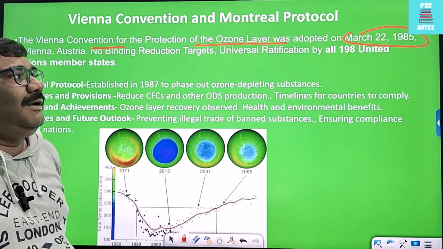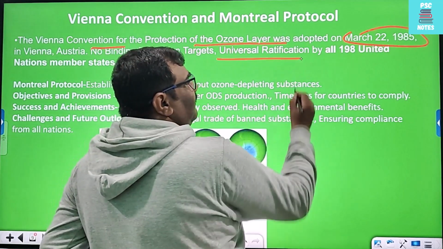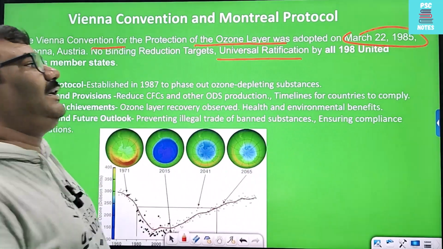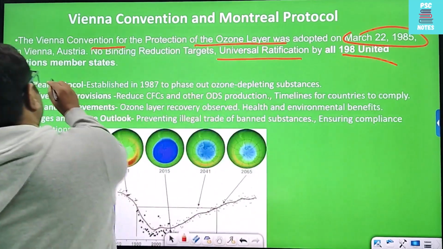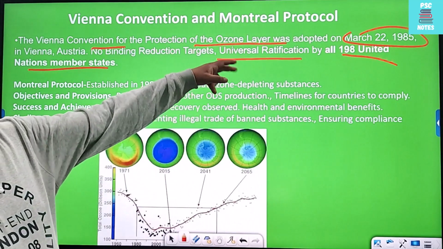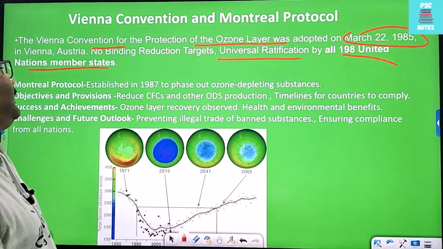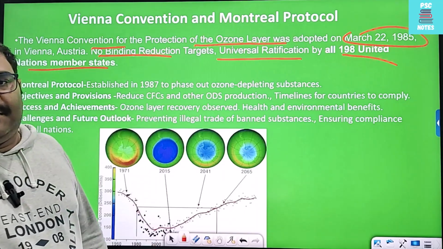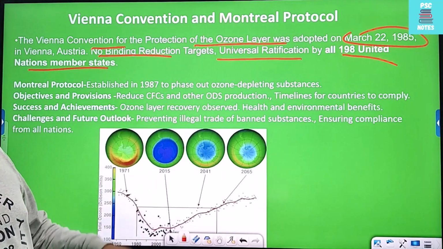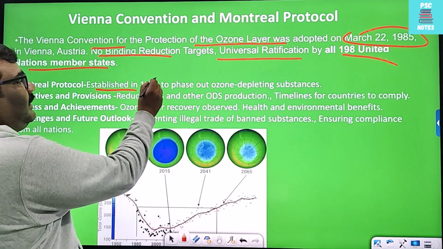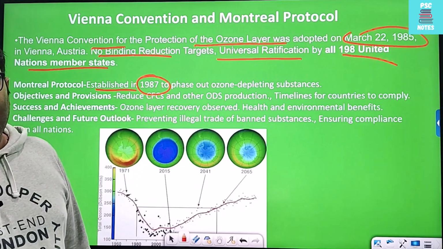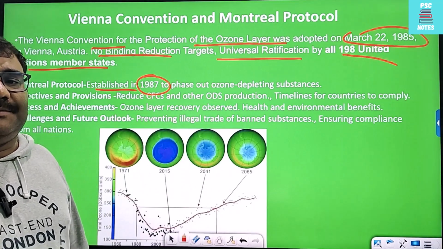It is not binding but had universal ratification, meaning all 198 United Nations member states have ratified it. So it was universally ratified, but it was not binding. Another is the Montreal Protocol. It was established in 1987 to phase out ozone depleting substances.